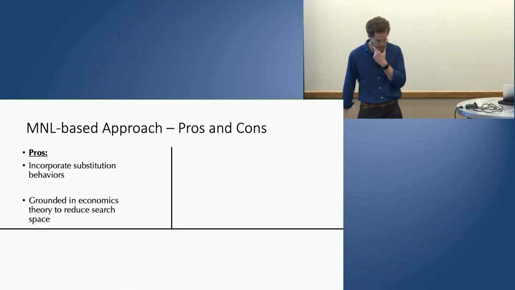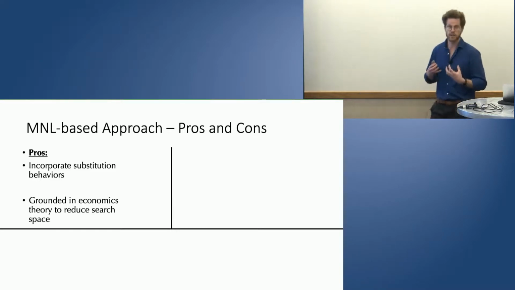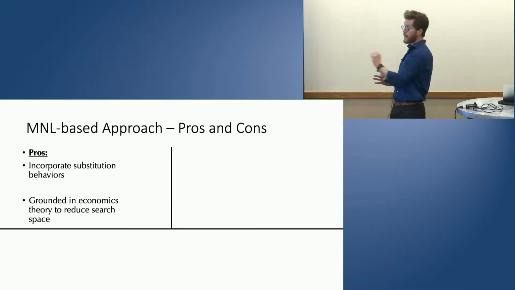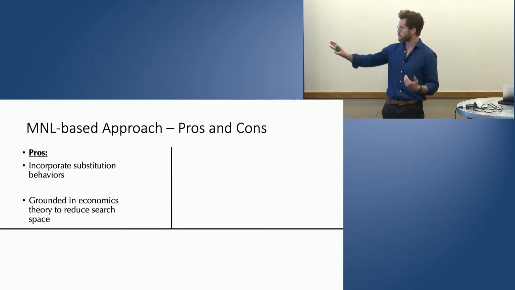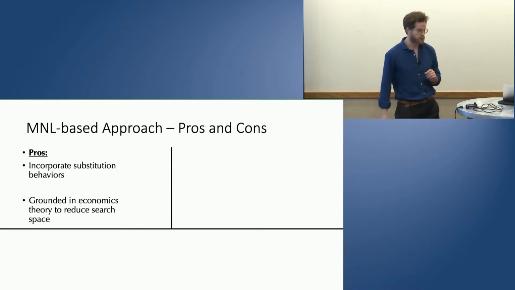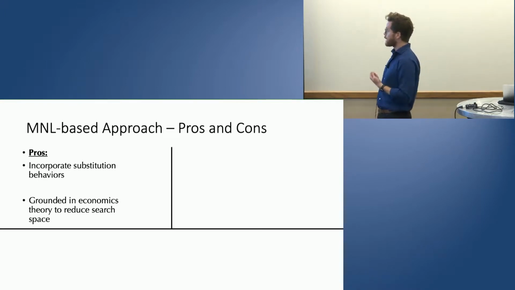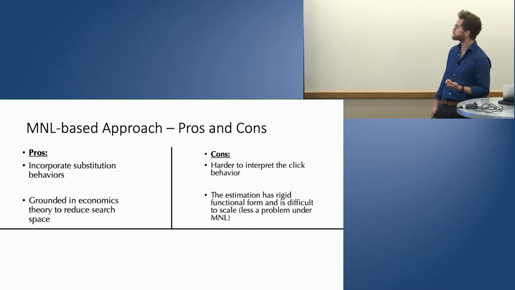So what are the pros of the MNL-based approach? Instead of using general machine learning tools that are built as general tools for prediction, we're using the MNL model, which is specifically built to capture customer purchasing behavior. So it's grounded in economic theory, and our estimates of the purchase probabilities incorporate substitution. So now when we solve the optimization problem, we're seemingly solving a more sophisticated problem.